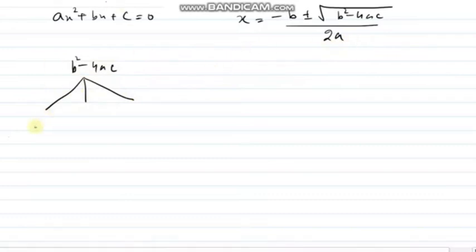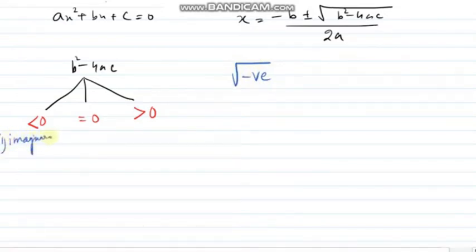What are the three roles it can play? It can be less than 0, it can be equal to 0, or it can be greater than 0. When it is less than 0, we are getting some negative number under root, right? Hence the roots will be imaginary. If this is equal to 0, what will happen? Let me give you one example.